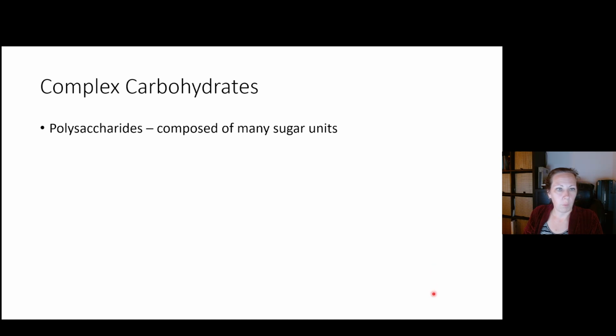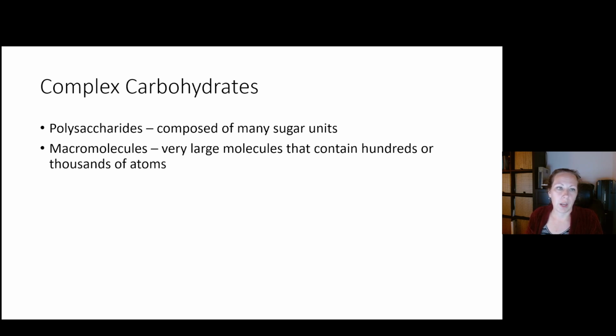So, what are complex carbohydrates? We are going to term these polysaccharides. Previously we talked about saccharides or sugars or any carbohydrates really, and we had the monosaccharides and disaccharides. So polysaccharides, of course, means that it's going to be composed of many sugar units rather than just one or two.